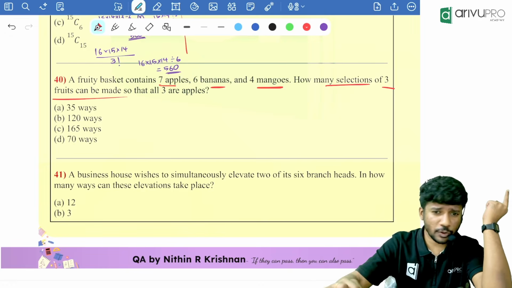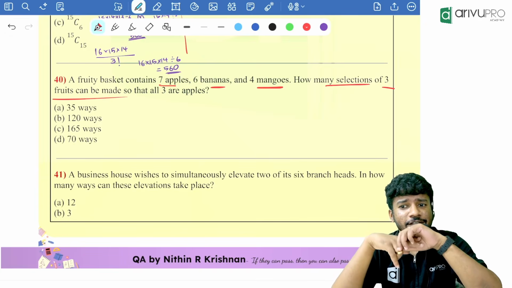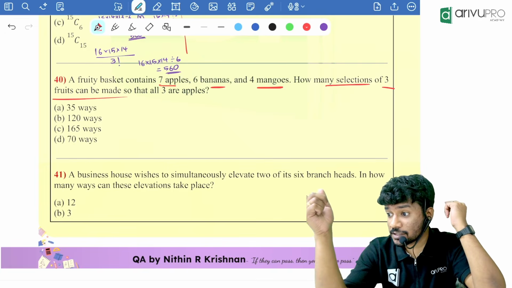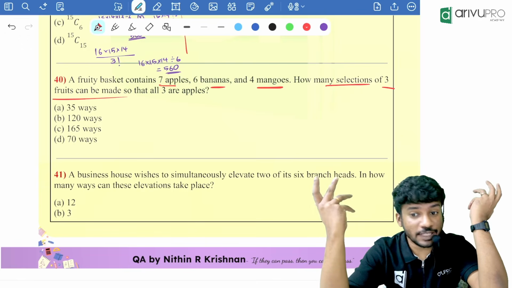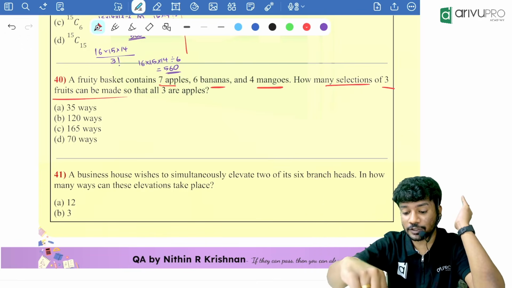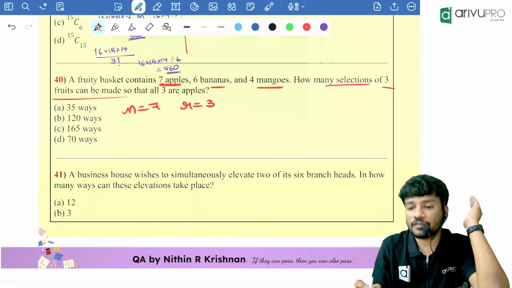Yesterday I asked you a question. Do you remember? Can I choose mangoes from apples? No. Can I choose apples from bananas? No. Then where can I choose apples from? Apples only. So how many apples are there in total? 7. So n is equal to 7. How many do we want to choose? 3 we want to choose.